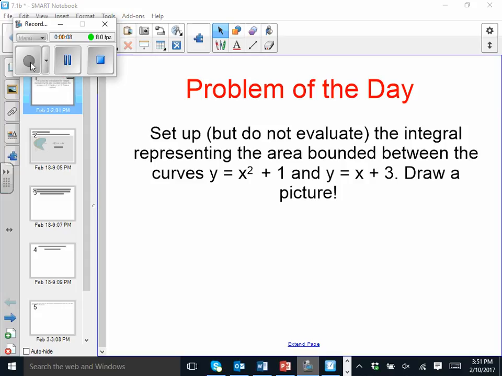So first, just like a normal day, if I were here, I'm going to give you a problem of the day. I'm going to ask that the sub pauses the video and gives you a few minutes to complete the problem of the day. Notice it says set up but do not evaluate, so it should only take you a few minutes. Draw a picture. Draw your rectangle, set up the integral, and when everyone's done, the sub can press play and we will go through it.